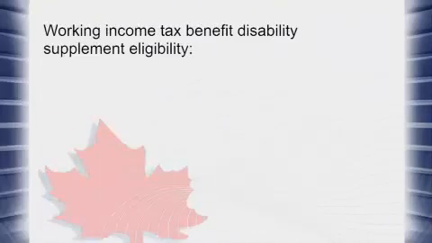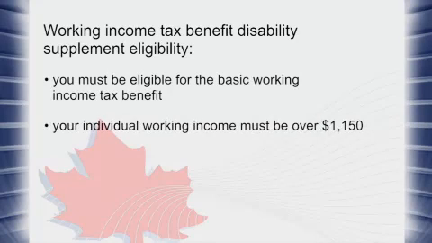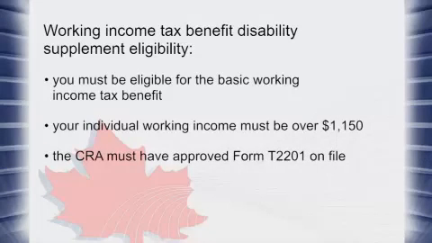And how do I know if I'm eligible for the disability supplement? To be eligible for the disability supplement, first you have to be eligible for the basic working income tax benefit. Your individual working income must be over $1,150, and you have to be eligible for the disability amount. The CRA must have an approved Form T2201, which is called the Disability Tax Credit Certificate, on file.